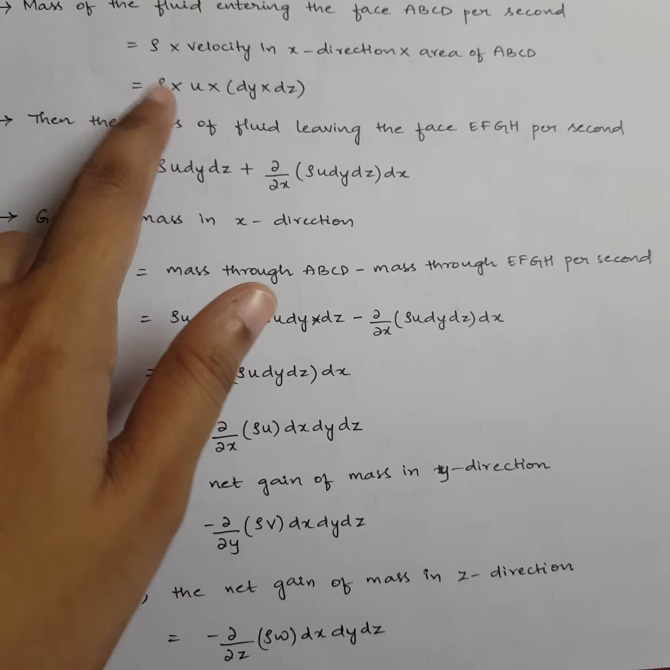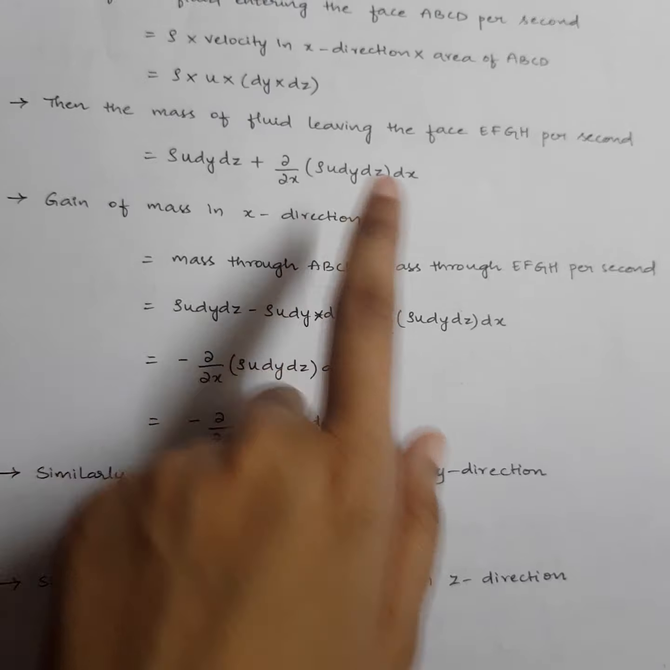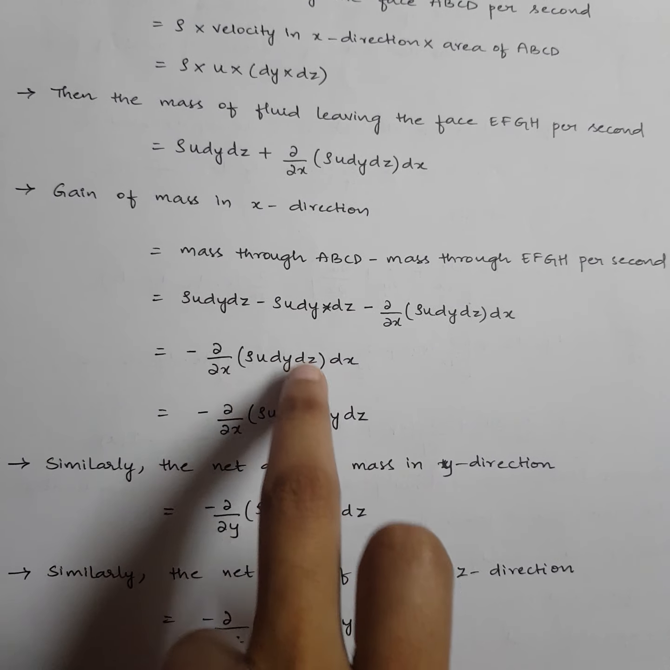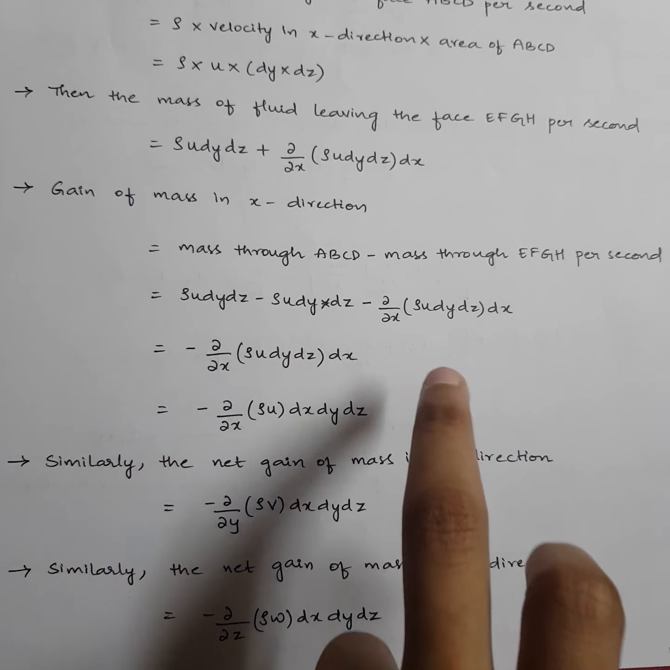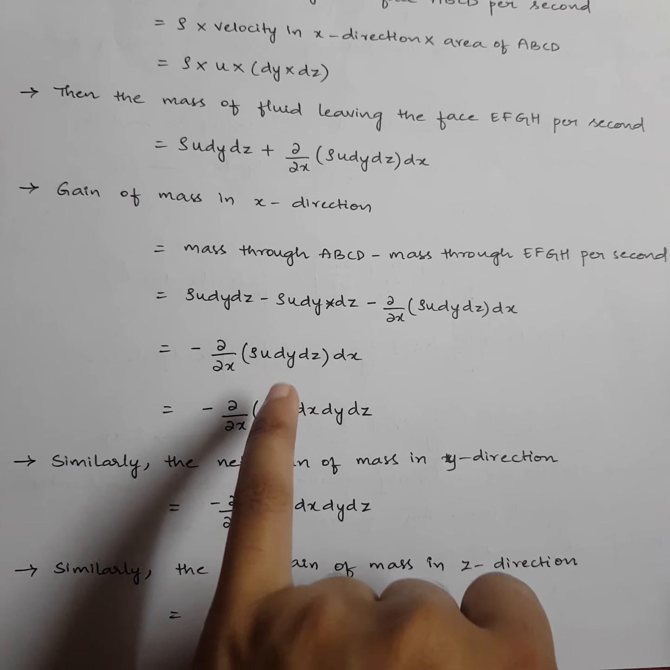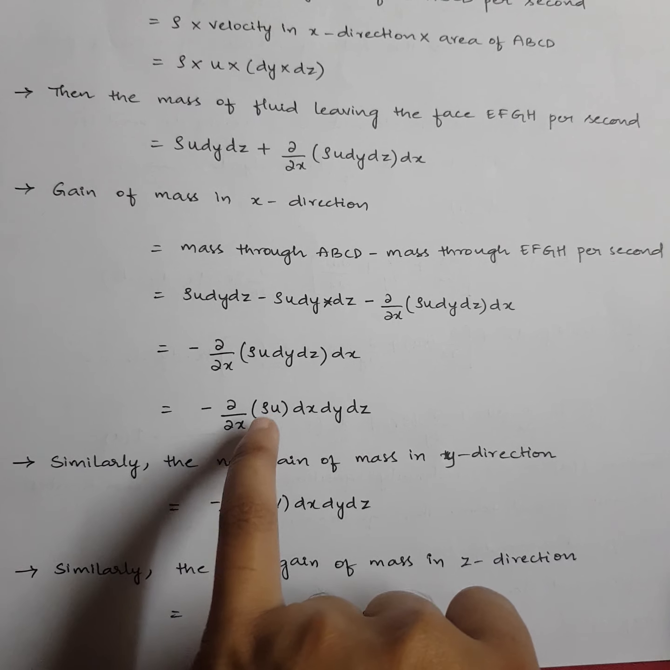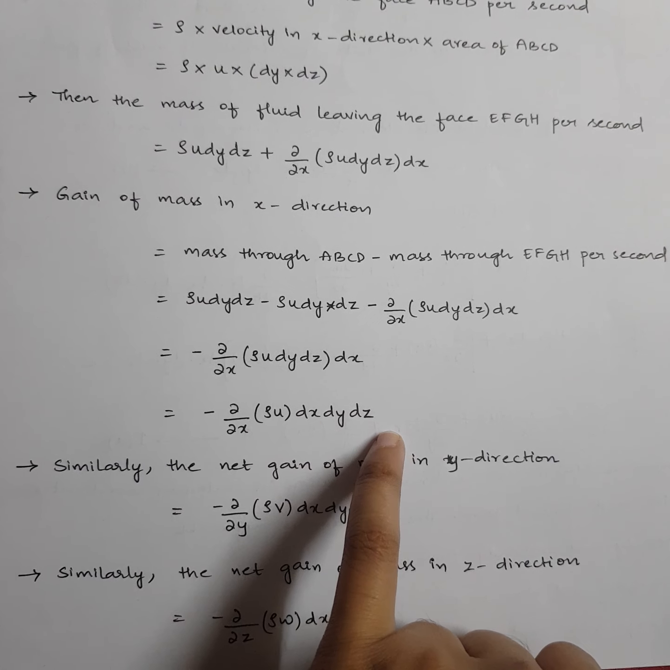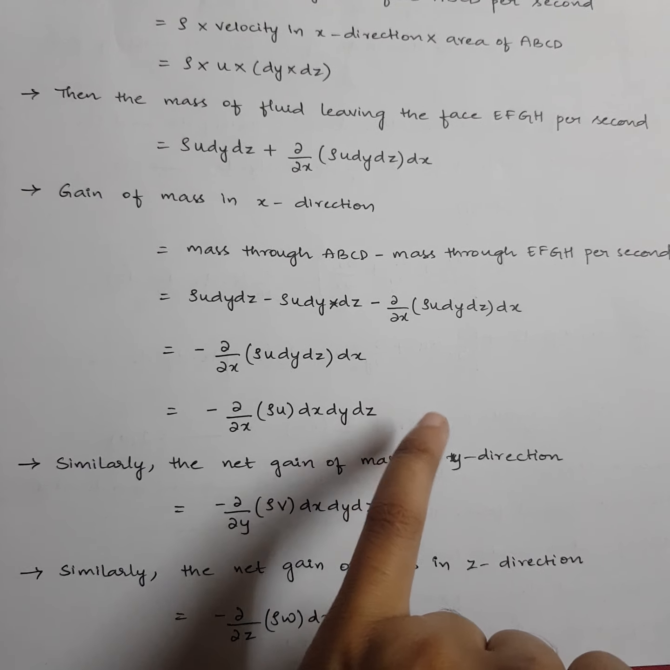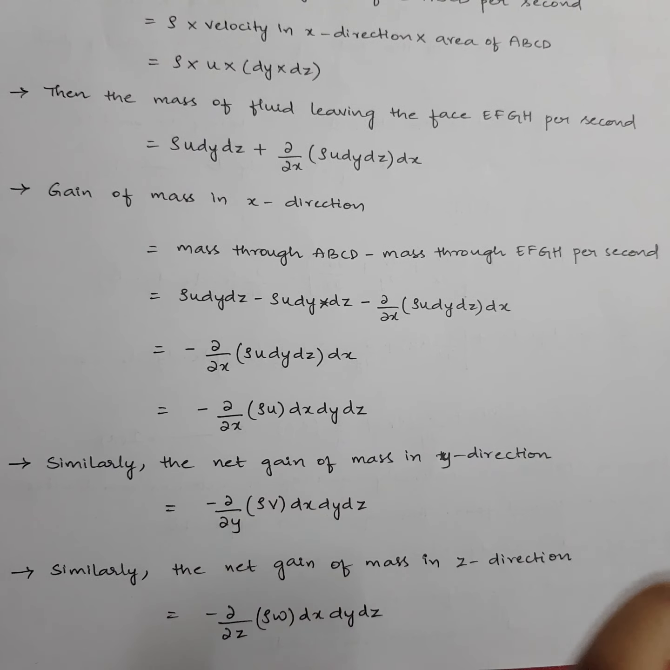So mass through ABCD is this formula minus of this complete value. So this rho u dy dz, rho u dy dz will get cancelled. You are left with minus dou by dou x of rho u dy dz dx. So finally it becomes minus dou by dou x of rho u into dx dy dz. This is the net gain of mass of the fluid in x direction only.